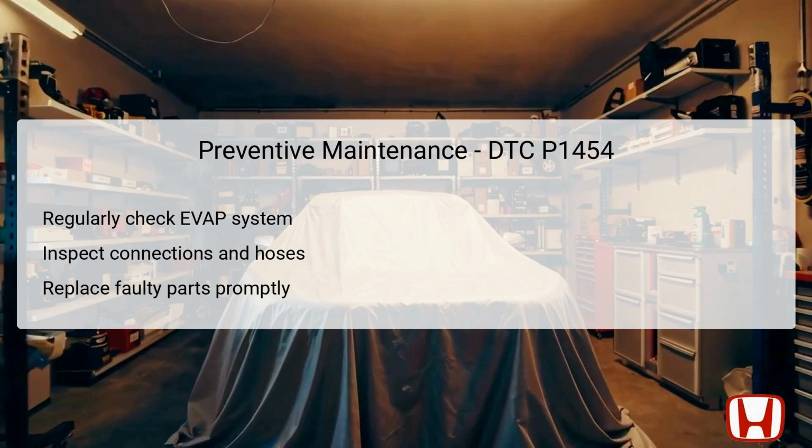implementing a preventive maintenance strategy is key. Regularly inspecting the EVAP system for any signs of wear, damage, or blockage should be a standard procedure in vehicle upkeep. Connections, including electrical terminals and hoses, should be checked frequently to ensure they are secure and free from corrosion, which can lead to misreadings or failures.